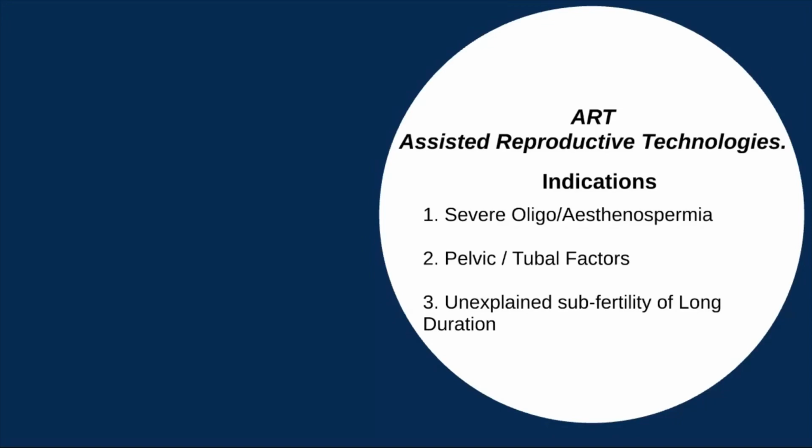Or there are certain pelvic or tubal factors. Obviously these are anatomical factors which cannot be repaired or rectified, so we have to move on to ART. And the third group is unexplained infertility or subfertility of a very long duration, where the patient is incapable of having pregnancy despite living together. For couples from these three groups, we offer assisted reproductive technologies, and there are different types of assisted reproductive technologies.